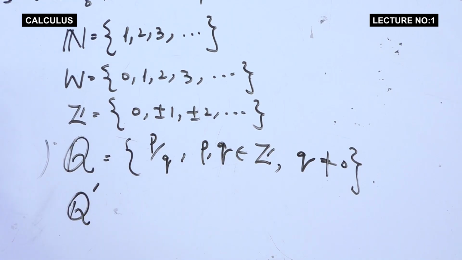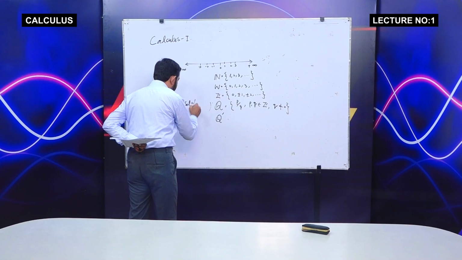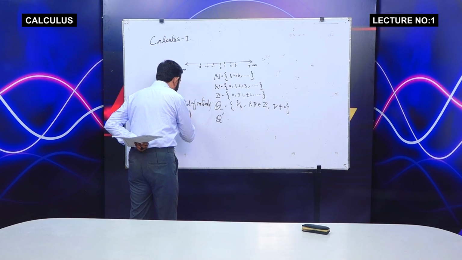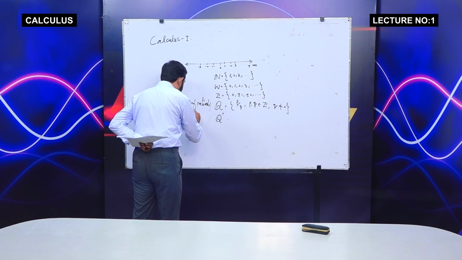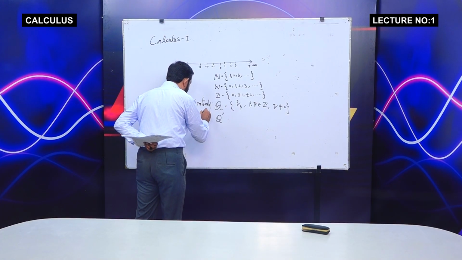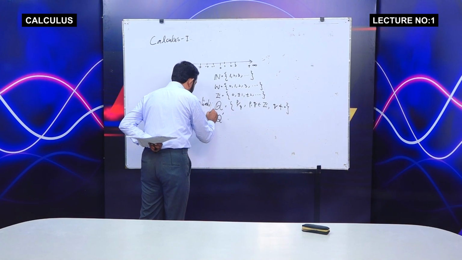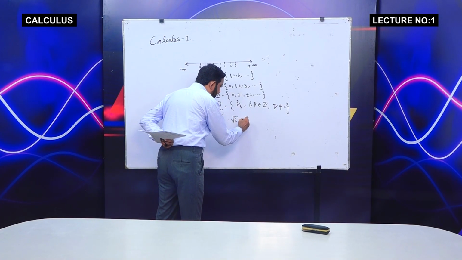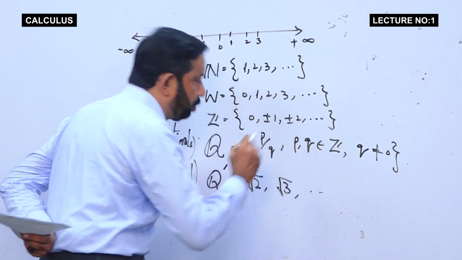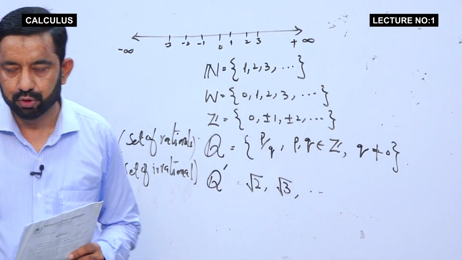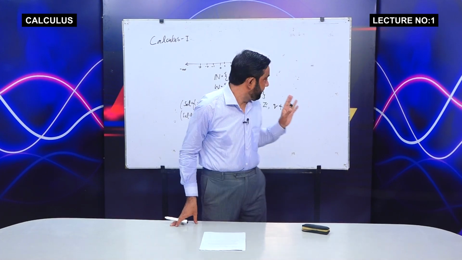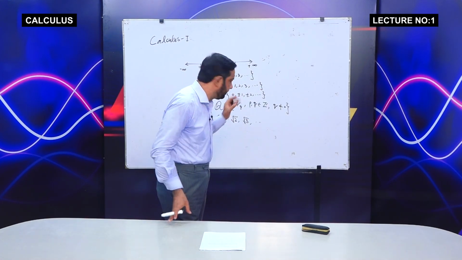So, this is the set of rational, and this is the set of irrational, and the set of irrational contains numbers like square root 2, square root 3 and so on. So, these are the sets of different numbers.